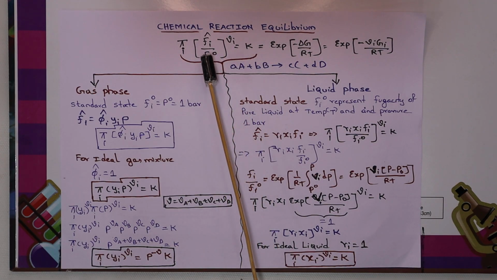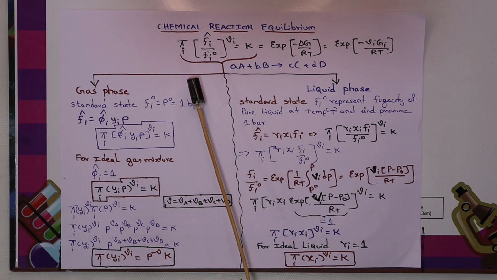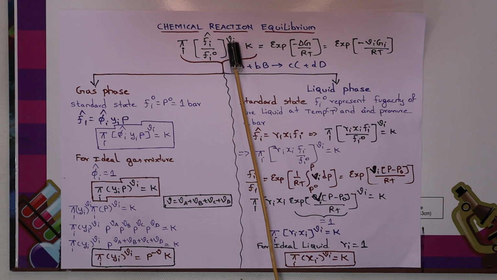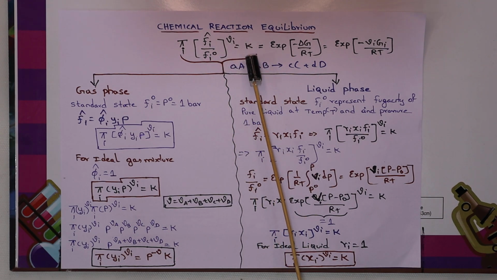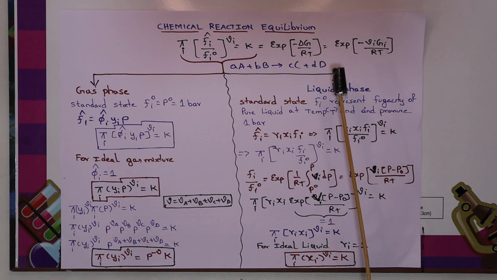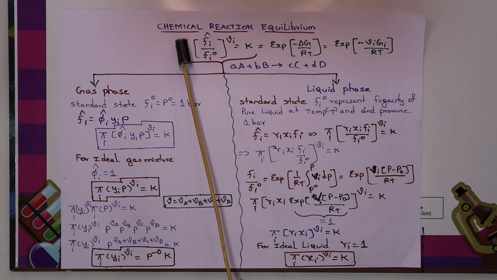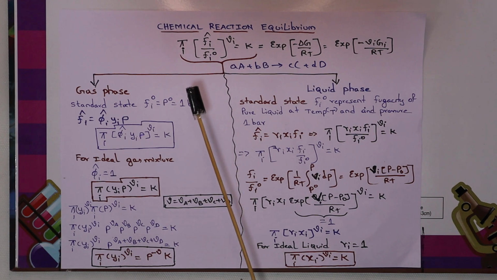This is the base equation from where you can get the equation which is used in solving the problem. Fi cap by Fi0 power vi equal to K. K is nothing but the exponent of minus delta G by RT, which is equal to exponent of minus sigma vi Gi by RT. This is the standard expression people use while dealing with chemical reaction equilibrium problems.